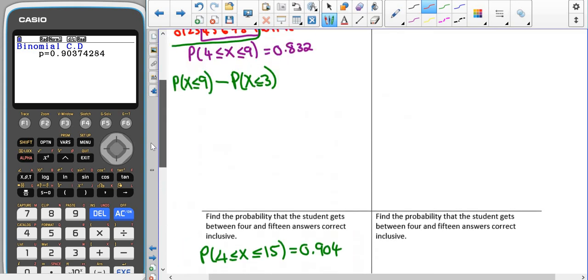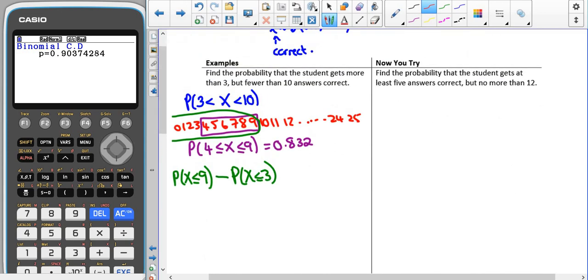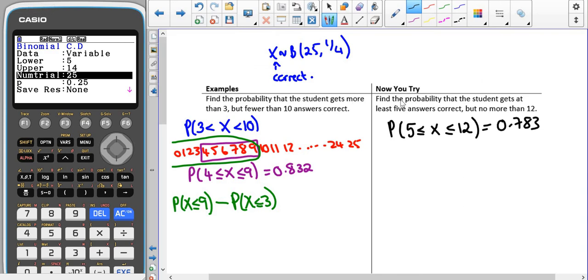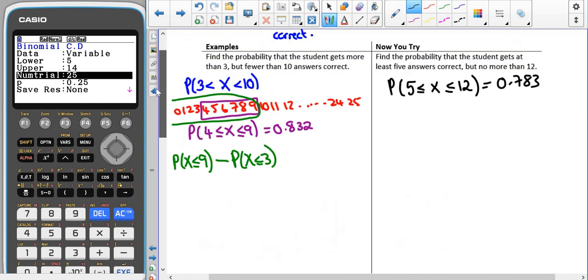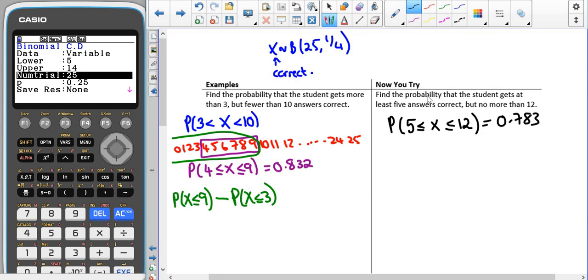I'd now like you to pause the video and give the Now You Try a go. Okay, so hopefully you've given the Now You Try question a go. I have just altered the second Now You Try question a little bit because they were the same. So this time we're not looking at inclusively. We're going to look at if they weren't inclusive.